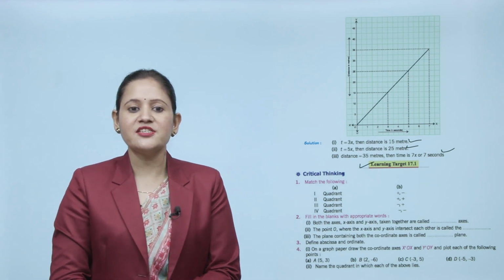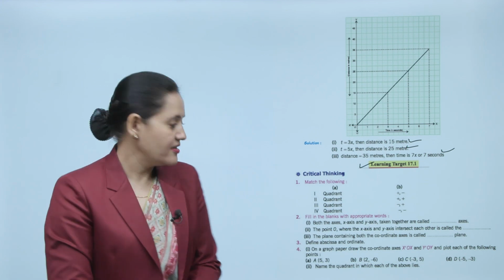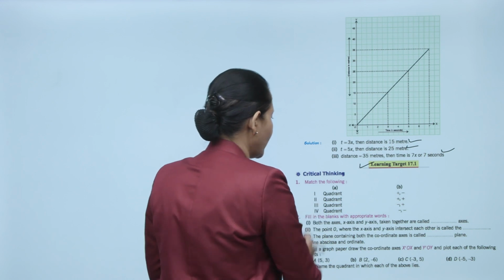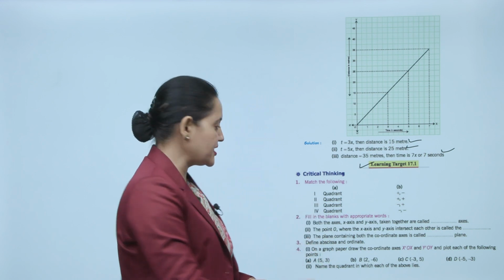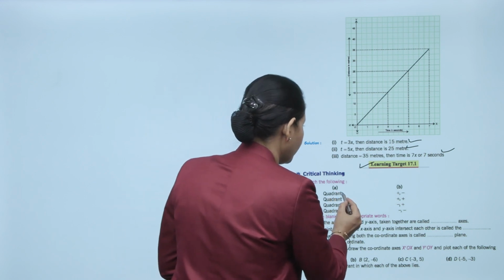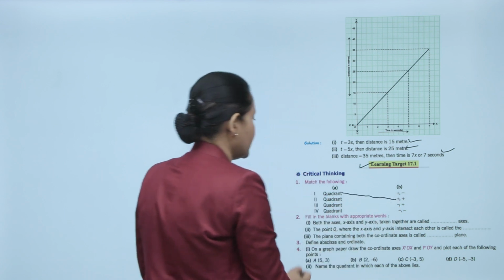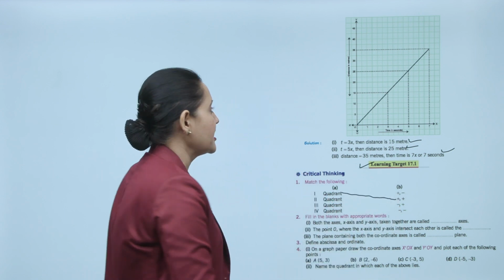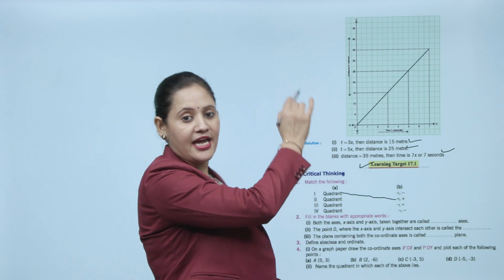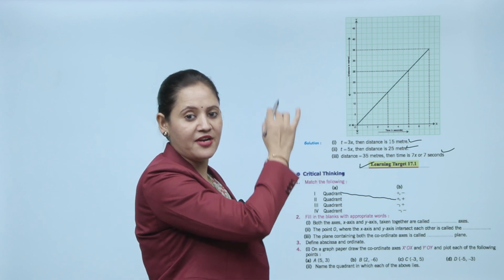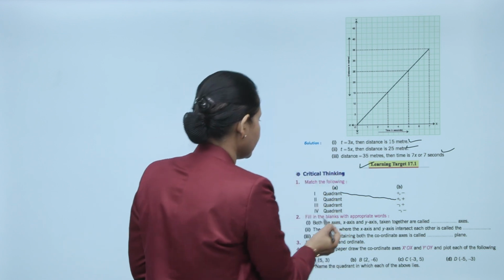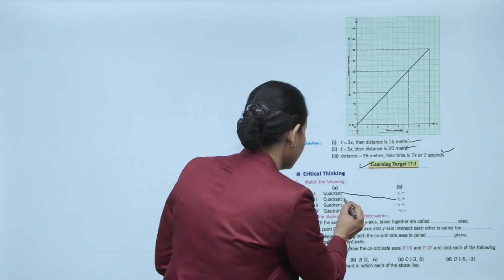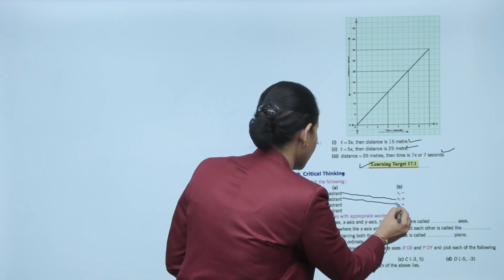Critical thinking. Match the following. Quadrant. In the first quadrant, both are positive. In the second quadrant, x is negative and y is positive, so this is our second quadrant.